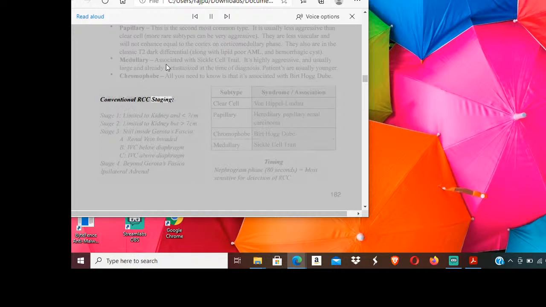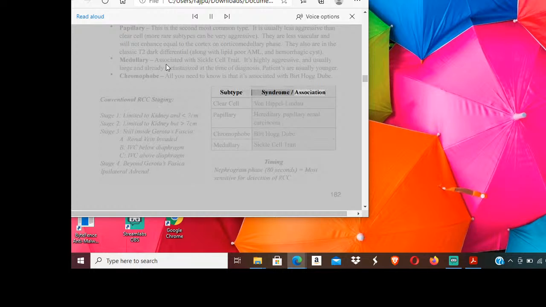Conventional RCC staging. Stage 1: limited to kidney, 7 cm or less. Stage 2: limited to kidney, but greater than 7 cm. Stage 3: still inside Gerota's fascia; A, renal vein invaded; B, IVC below diaphragm; C, IVC above diaphragm. Stage 4: beyond Gerota's fascia, ipsilateral adrenal.